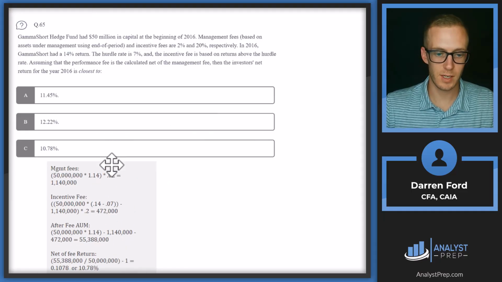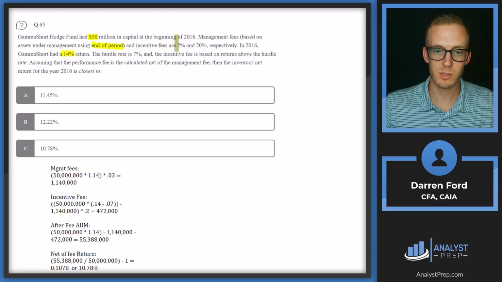So calculating those fees first. Management fees are pretty straightforward. It's end of period amount. So we're going to take that 50 million, multiply it by the 14% return, and then multiply it by the management fee of 2%. Gives us management fees of about 1.1 million.